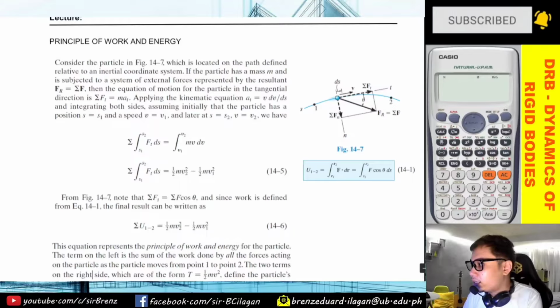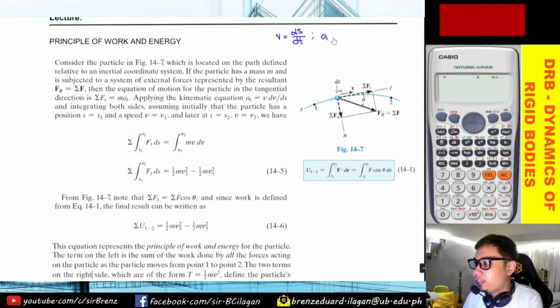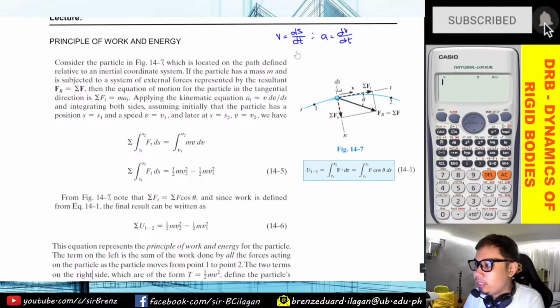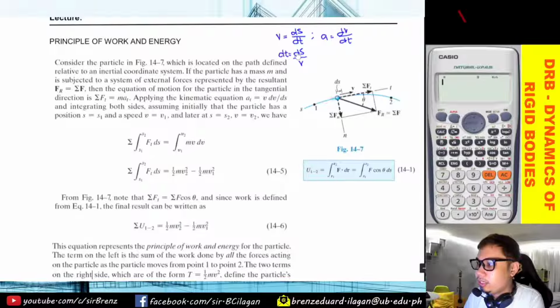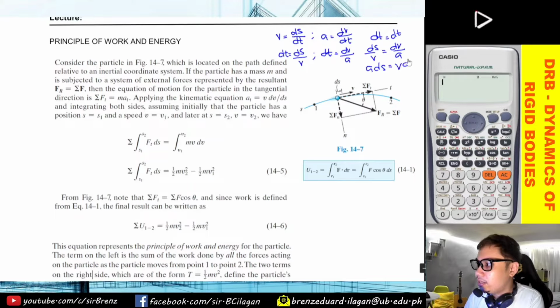So, recall lang natin as a review na din. Diba, velocity is ds over dt and yung acceleration natin is dv over dt. So, when you solve both equations in terms of dt, i-cross multiply mo lang, ang mapapalabas mong equation is ds over v, so ito is dt. And then itong isa, kabila, that is dv over a. So, equate mo lang dt equals dt. So, the equation will be ds all over v equals dv all over a. So, a ds is equals to v dv.